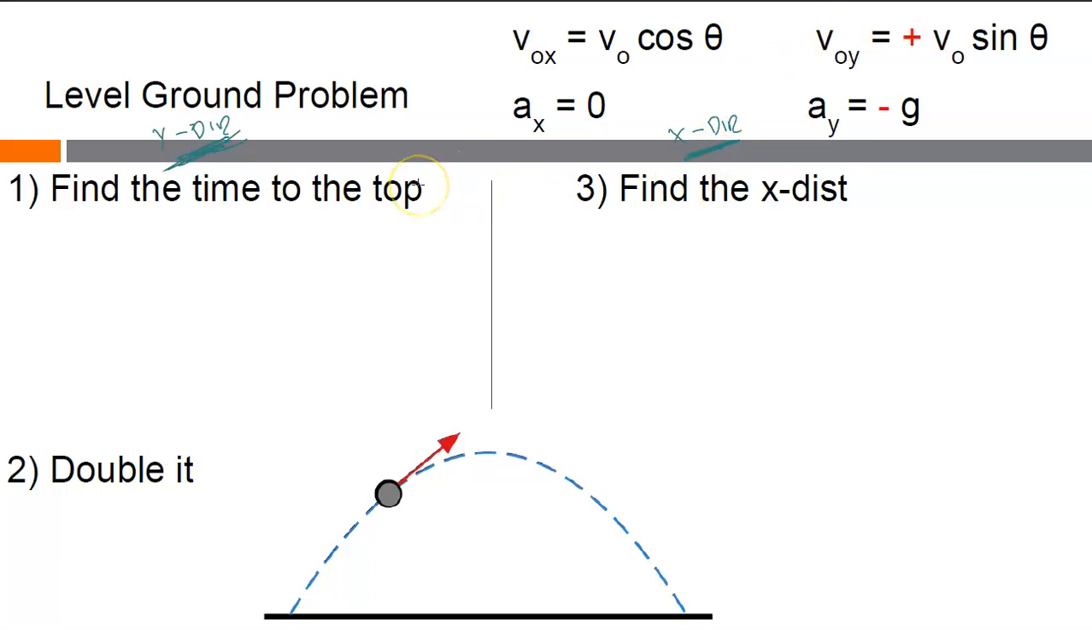And I'm going to do these generically, not put any numbers in, because I want a formula that's going to work every time for this. I don't want to have to do this every time. Let's do it once and be done. Find the time to the top.